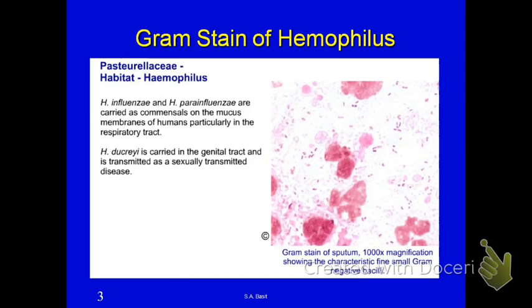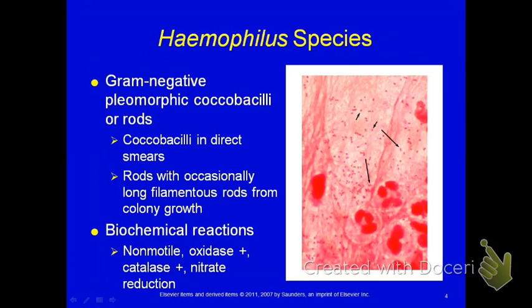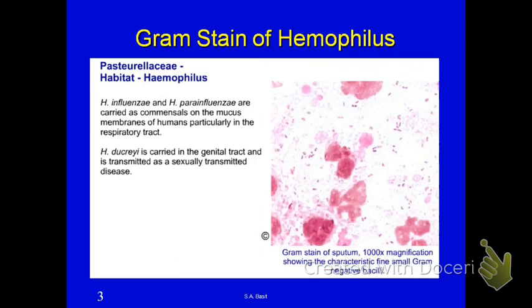So, this is the gram stain of the Hemophilus. Okay, two important species of Hemophilus. We have here the Hemophilus influenzae and Para-influenzae. Okay, so hope you could see the morphology of the organism. Let me go back to the previous slide. Okay, so I hope you could see the morphology of the organisms. The organisms are actually Coccobacilli.